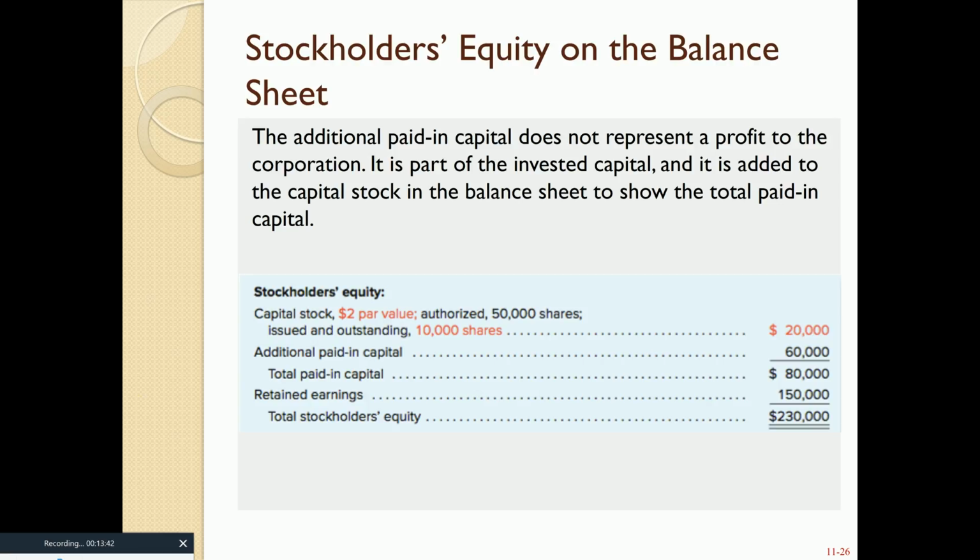looks like. The first account we have is called capital stock. Now, it is important not just to say capital stock and put the dollar amount here. We actually also need to disclose on the balance sheet the par value, the number of shares authorized. Remember, that's the ceiling allowed. In this case, it's 50,000 shares authorized, as well as the number of shares issued and outstanding. Issued basically means the number of shares that we have sold. In this case, it's 10,000. I will explain outstanding in a little bit. So we need to prepare all of that.